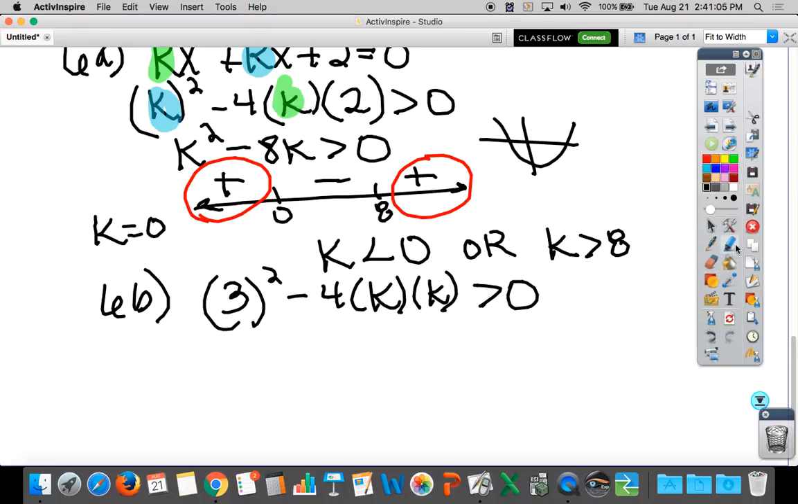Now, guys, another question that came up is when you're checking your test points, you do put it back into this, not into the original quadratic. That's a little confusing. This is the only quadratic inequality. This is a quadratic equation. So this is the one that you do your test points in.